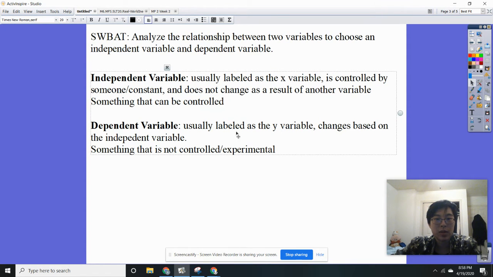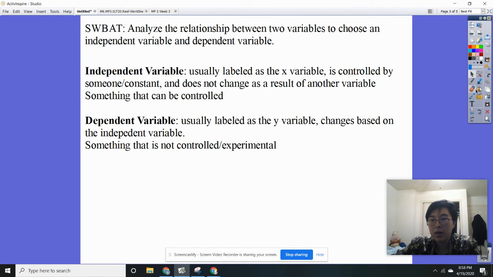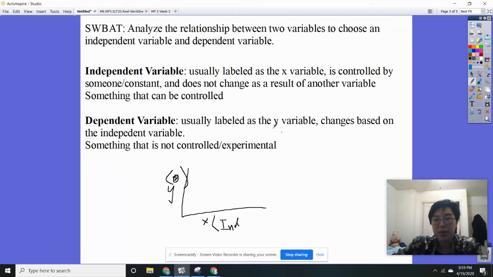Sometimes it's called the control group. All right, the dependent variable, usually labeled as the y variable, changes based on the independent variable. So this causes this, something that is not controlled or experimental. So for example, if I were to draw a graph, which is what they usually graph, this is my x-axis. This is my x or my independent. And this is my y, which is my dependent. It's supposed to be a D, not a P. Okay, it's not pretty. But for example, if I have more magnets, more metal I can pick up, or how strong the magnet is, how much metal can be picked up.